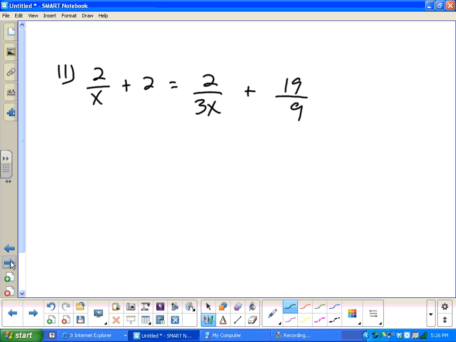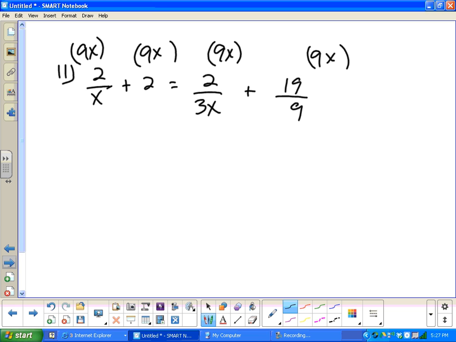Okay, number 11. Now let's check out our denominators here. We've got x, 3x, and then 9. So I have a 1, a 3, and a 9. 9 would be the common denominator, and we'll put an x along with that with the lowest power there. So we got 9x. That's the common denominator here. We're going to multiply every term by that.